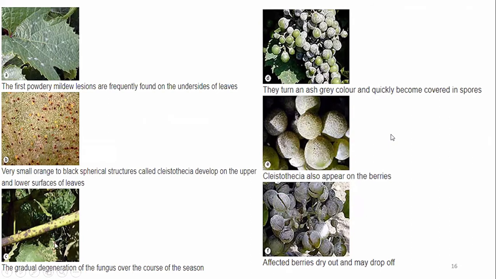Here you can see the degenerated branches. Then the ash gray growth covered in spores. Spores cover the fruits in gray color. Then cleistothecia also appear on the berries. If cleistothecia affect the fruit, the fruit dries out and may drop. These are the symptom developments of powdery mildew.